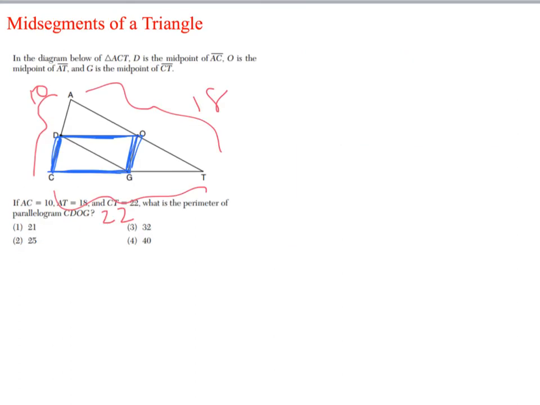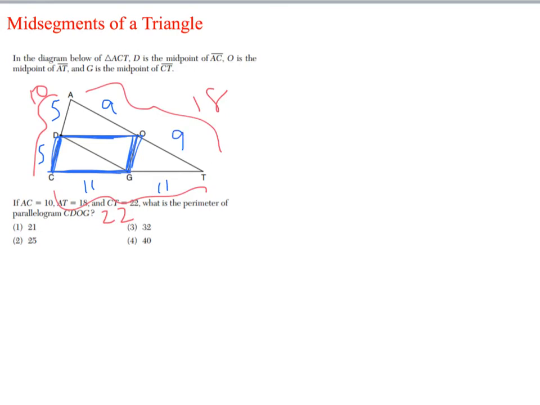In a triangle, when you have a line segment that connects 2 midpoints, it's called a mid-segment. And what that basically means is that each mid-segment is half the length of the side it's parallel to. So what I'm first going to do is break apart each of these big sides. They told us them in the problem, so I labeled them. So if AC is 10, that's split 5 and 5. If CT is 22, both pieces are 11. If the other piece is 18, 9 and 9.